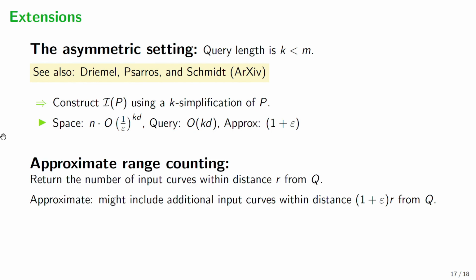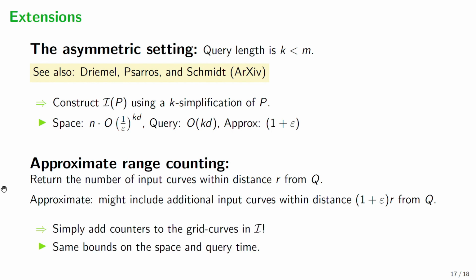Another extension of this work is for the approximate range counting problem, when we want to return the number of input curves within distance r from Q. The approximation here means that this number might include additional input curves that are within distance 1 plus epsilon times r from Q. Here the adaptation of our data structure is easy, because we just need to add a counter to each grid curve in the set I. The counter will count how many input curves are close to it.